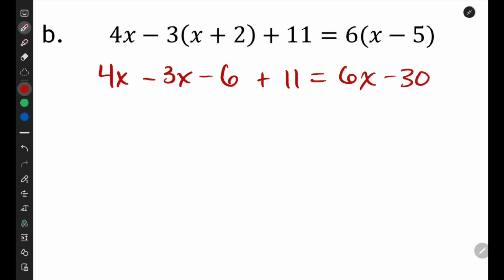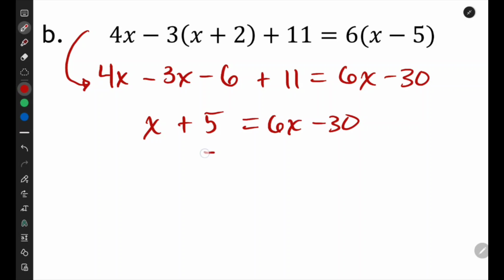So when I'm doing problems like this, I generally avoid touching the original expression. I don't like doing that. What did I do here? I rewrote the left-hand side and the right-hand side by using the absolute simplest form of the thing that we call the distributive property. If I combine like terms on the left-hand side, I've got a 4x minus 3x, which is just an x. And I've got a negative 6 plus 11, which should be plus 5. And on the other side, it's 6 times x minus 30.